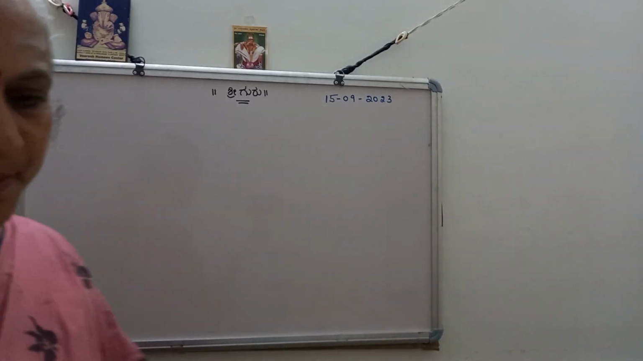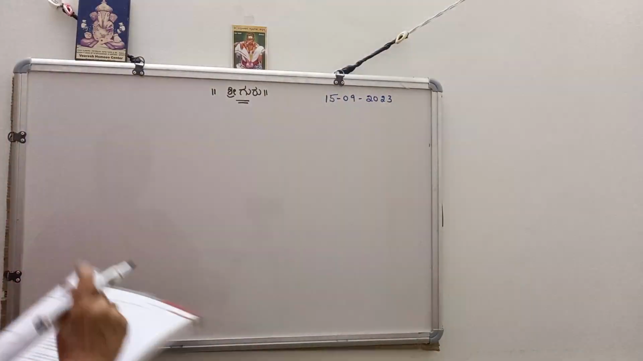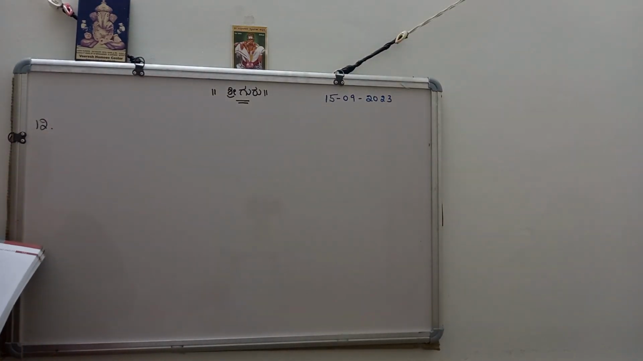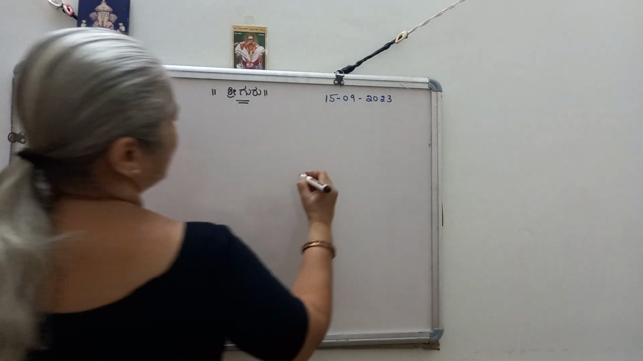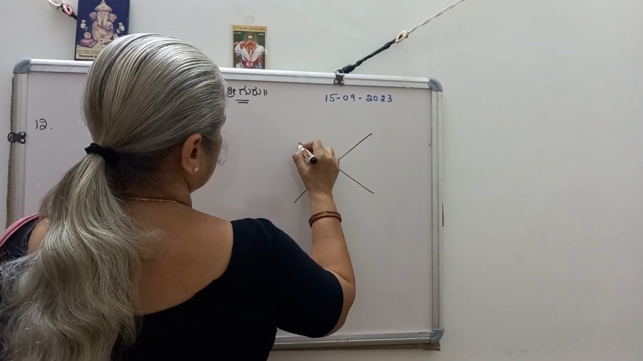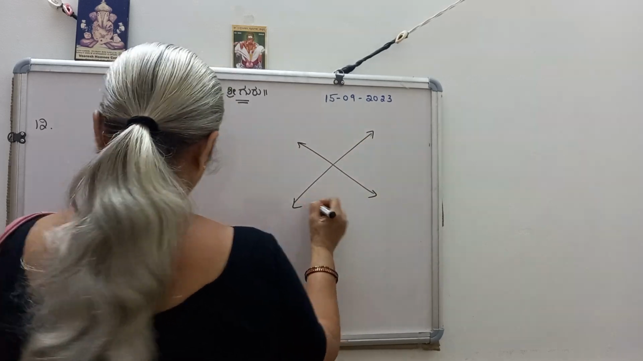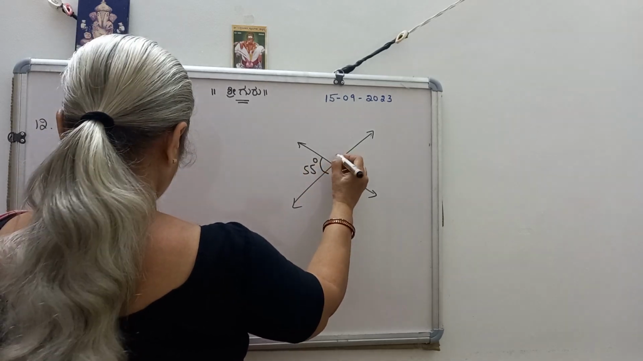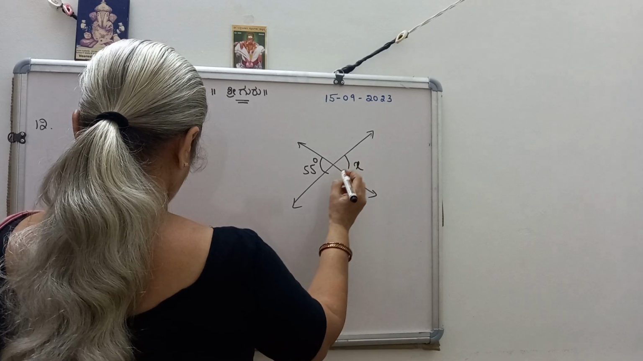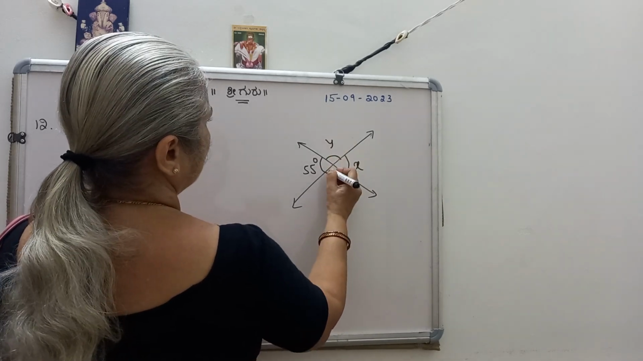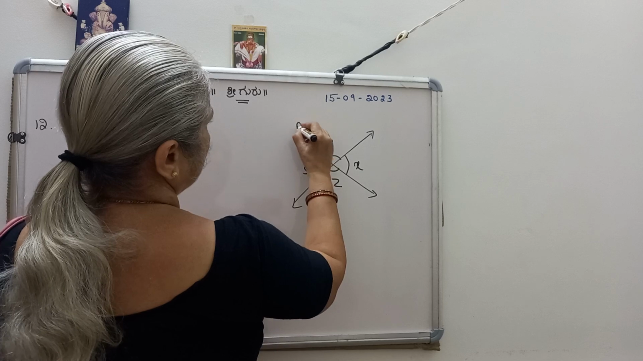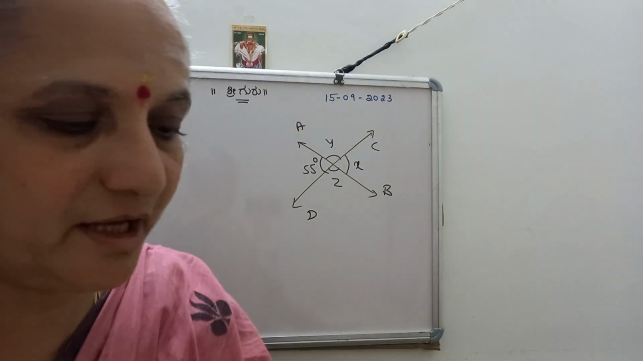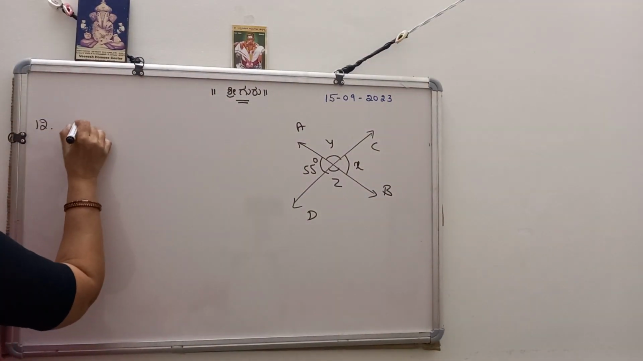Now the next sum, the 12th one. Find the values of the angles x, y, z in each of the following. These are two intersecting lines, and this angle is 55 degrees. And this is x, this is y, and this is z. Let us name the lines. AB and CD are two intersecting lines.